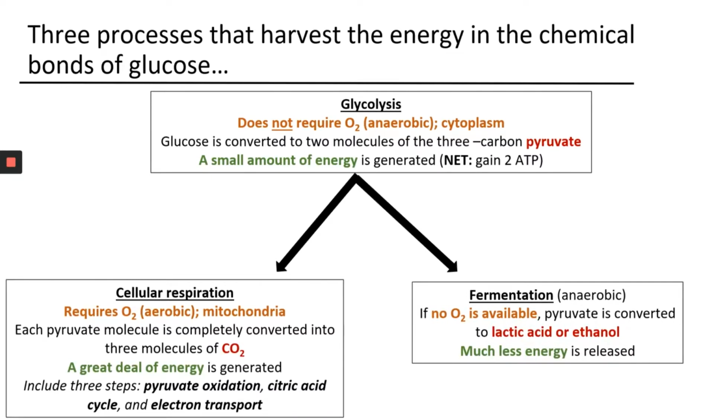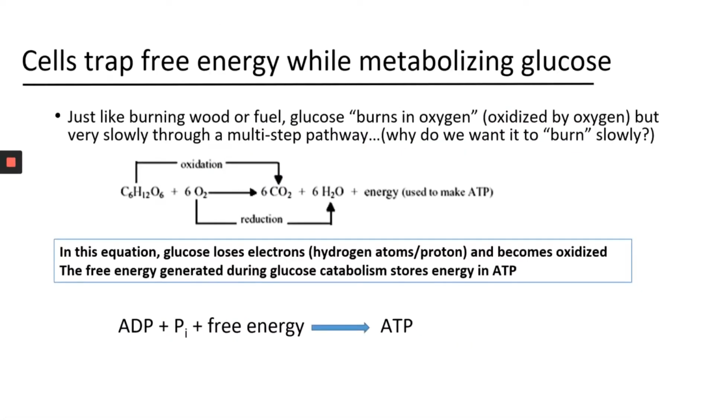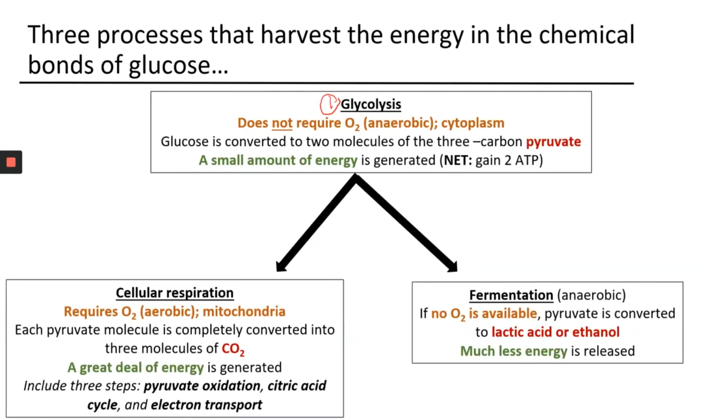So the very first process is called glycolysis. Right here, glycolysis. Now, in this step, interestingly, you do not need oxygen. Remember, when we come back here to look at the chemical reactions, the oxygen is required, but it's really required later, but not in the initial glycolysis process. So we can say glycolysis is anaerobic. Aerobic means oxygen is involved. Anaerobic means you don't need oxygen.